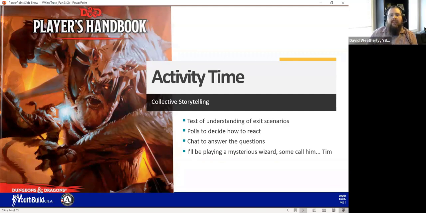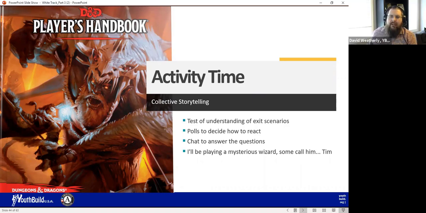The way it's going to work is I'm going to set up the scene as the narrator of the story. Then you're going to have a couple polls to decide how you want to react to my narration. And when we get to the scenarios, you're going to use the chat to answer the questions. The character I'm going to be playing throughout is a mysterious wizard who is going to be judging you all on your answers. I didn't give him a name, but some call him Tim.